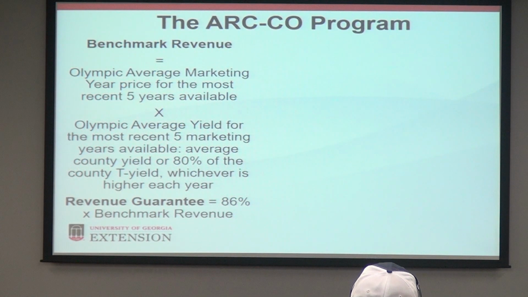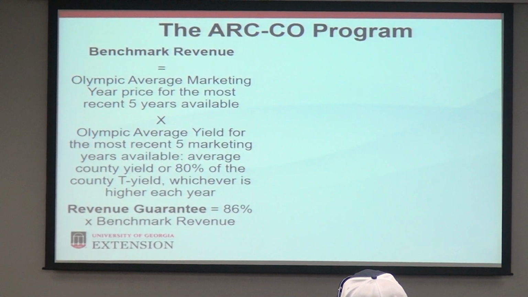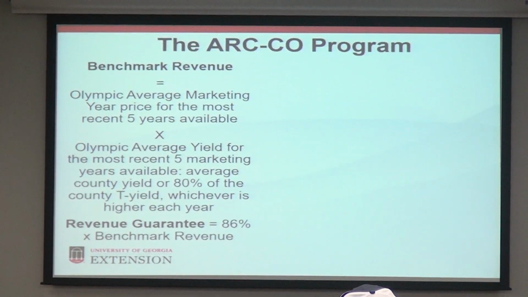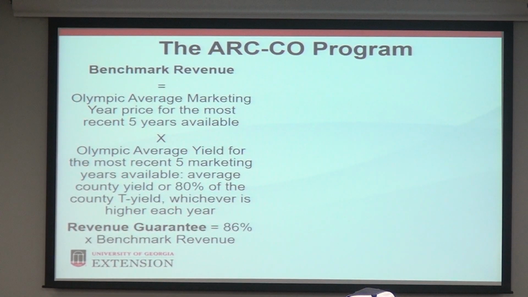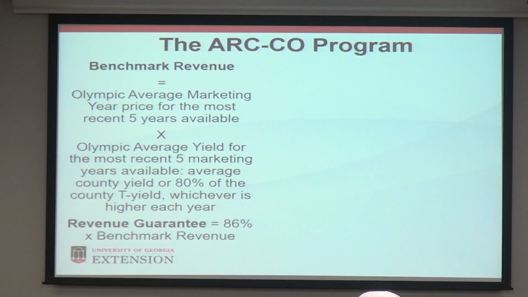But with that word "available" in there, they actually made a shift, to make those calculations and the benchmark revenue data available early in the marketing year. So it's actually going to be the 2013 through 2017 marketing years in terms of prices and yields, the county yields that go into calculating that formula.